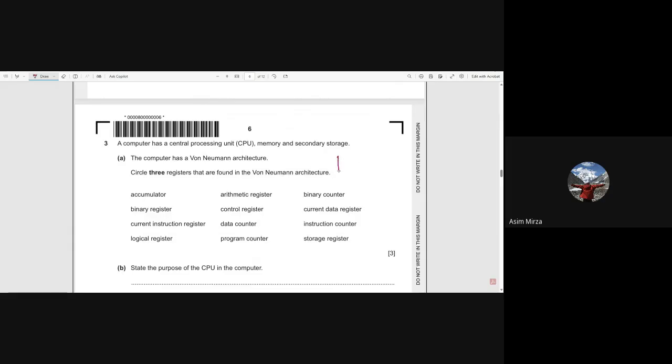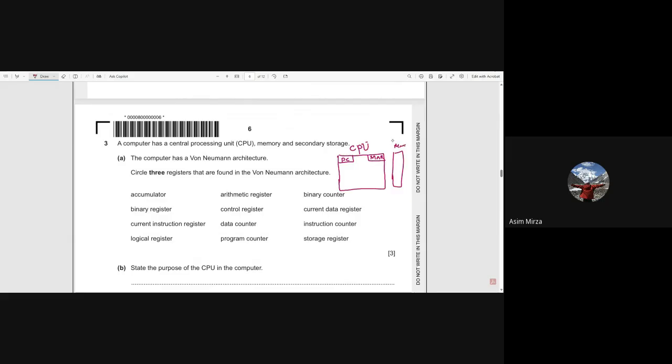So let me say this one is the central processing unit. We have the program counter register, which holds the address of the next instruction. Then that address is forwarded to MAR. Then it finds the data from the memory, right?